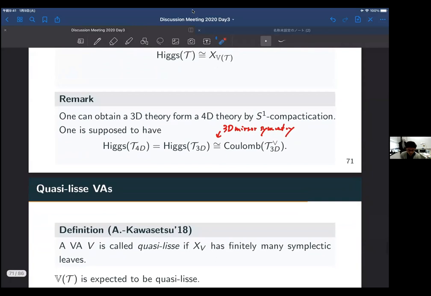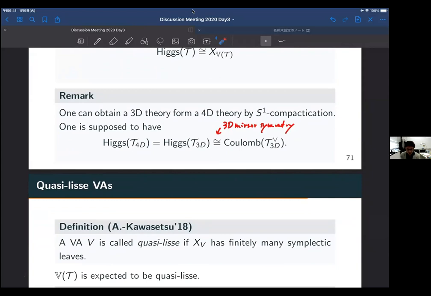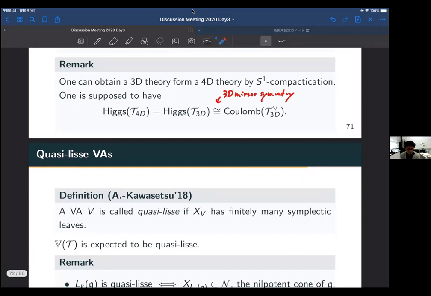So we say a vertex algebra is quasi-lisse if the associated variety has finitely many symplectic leaves. So this is a Poisson variety, so you can make sense of symplectic leaves. It may be infinitely many, but we say quasi-lisse if this one has finitely many symplectic leaves. So this is certainly a finiteness condition. And by physical consideration, the Higgs branch is expected to have finitely many symplectic leaves. So the corresponding vertex algebra is expected to be quasi-lisse.